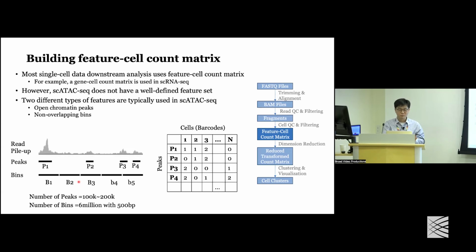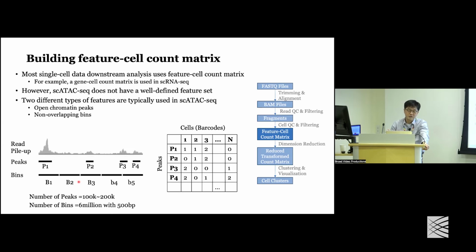Now it's time to build another primary data set, which is the feature cell count matrix. For those who have some experience with single cell RNA-seq, you probably know the gene cell count matrix, right? You have the genes on the rows and the cells on the columns, and you basically count how many transcripts of each gene appear in each cell. We want to do very similar things with single cell ATAC-seq data. The problem is there is no naturally well-defined feature set for single cell ATAC-seq.